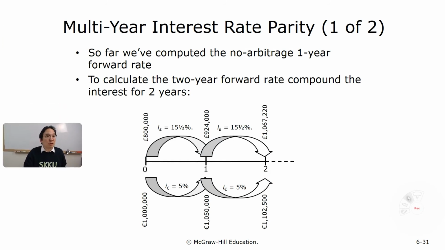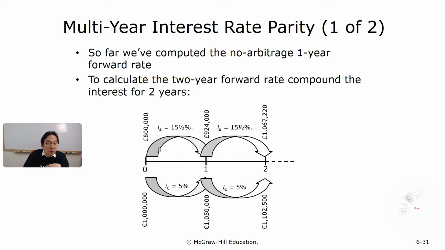Now, multi-year interest rate parity is the next thing to cover, because previously we've been talking about a 1 year horizon, not multiple periods. It could have been 1 year, or 1 quarter, 1 month, right? But what if it is multiple periods, like multi-years? IRP still holds. Just use the compounding idea. As long as you compound those interest rates, 1 plus i to the power of something. So far we've computed the no arbitrage 1 year forward rate. To calculate the 2 year forward rate, compound the interest for 2 years, like this, interest on interest.